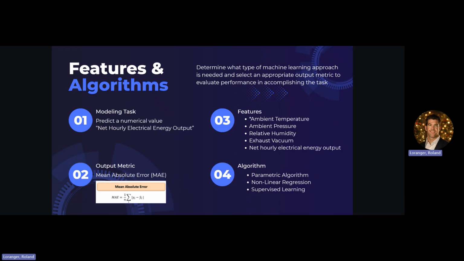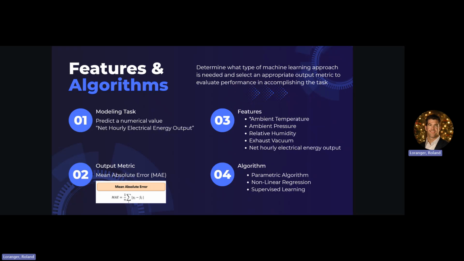The output metric that I identified was mean absolute error. Since we are looking at this on an hourly basis, I estimated that it would be more important to be accurate most of the time, with outliers not having a significant impact, as opposed to outliers having a major impact by squaring the error.